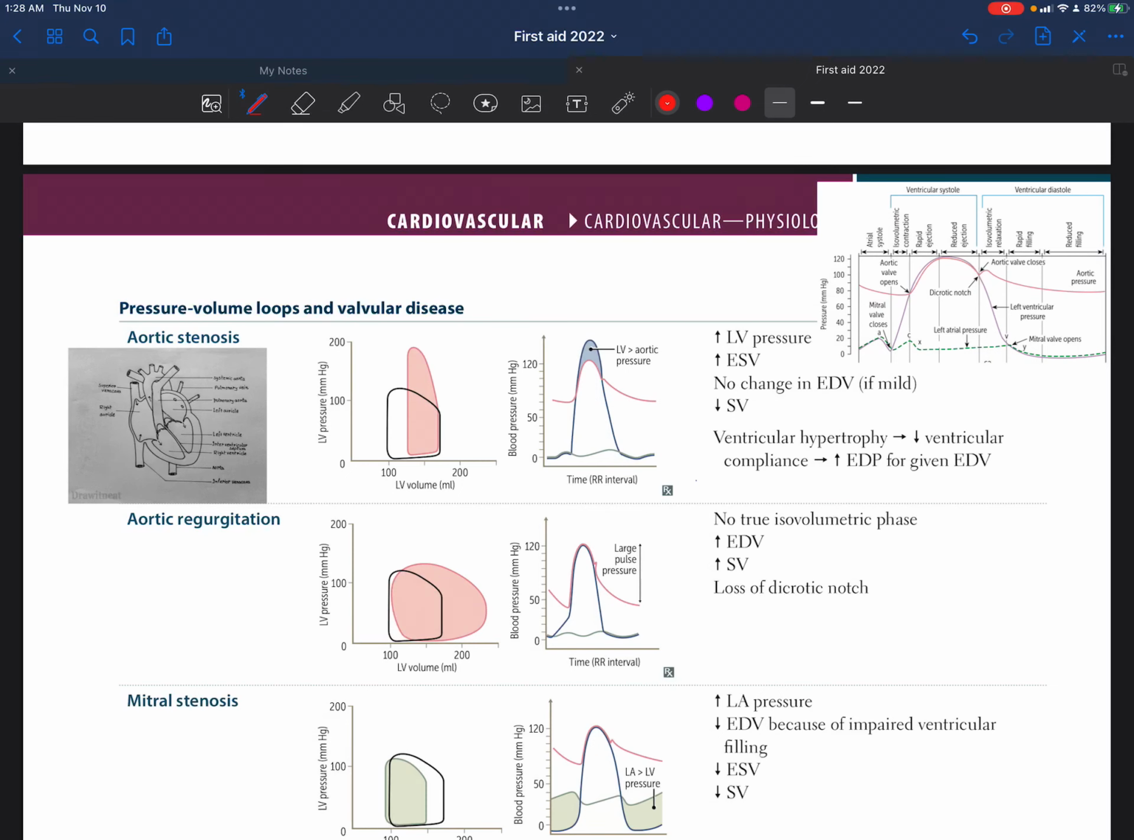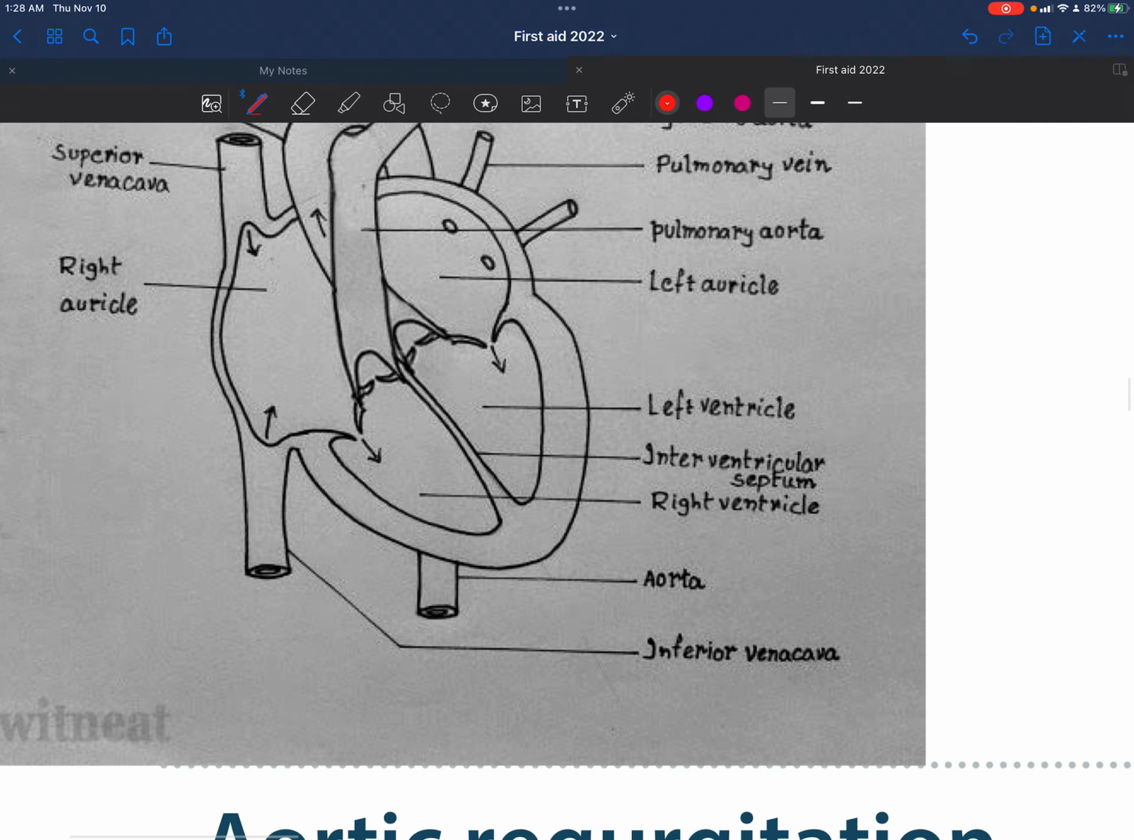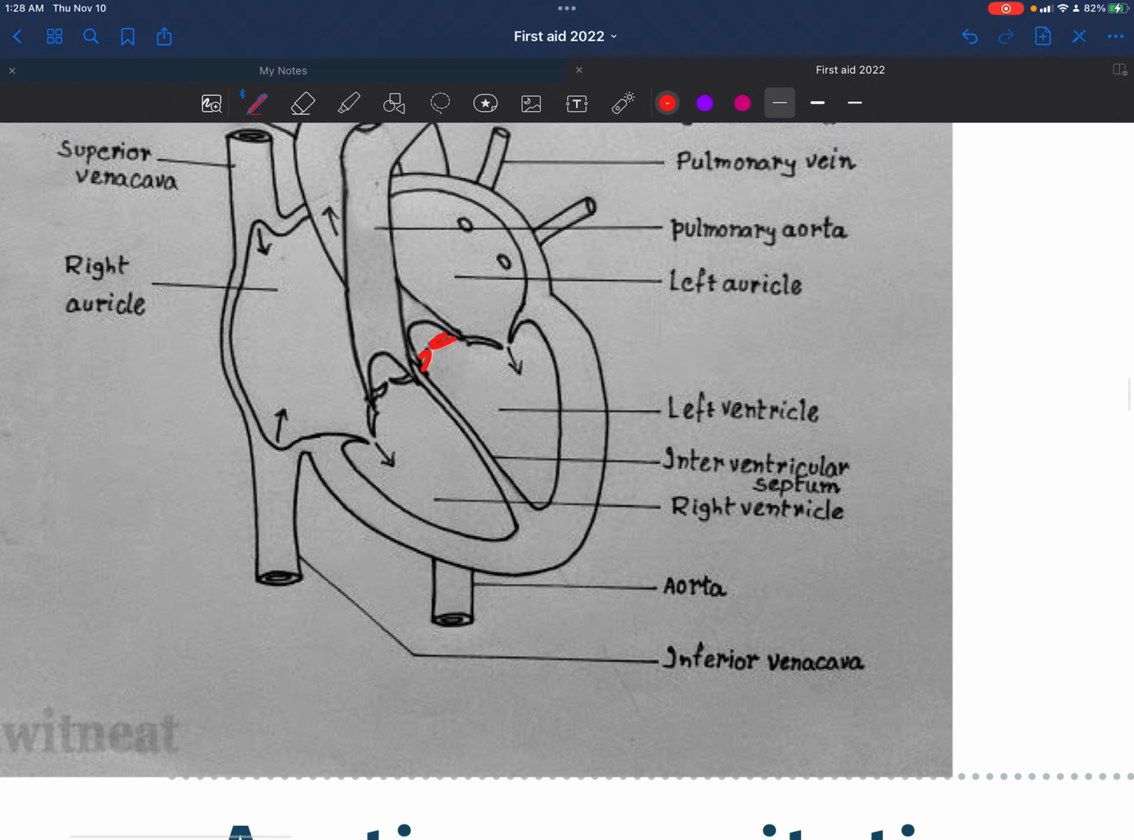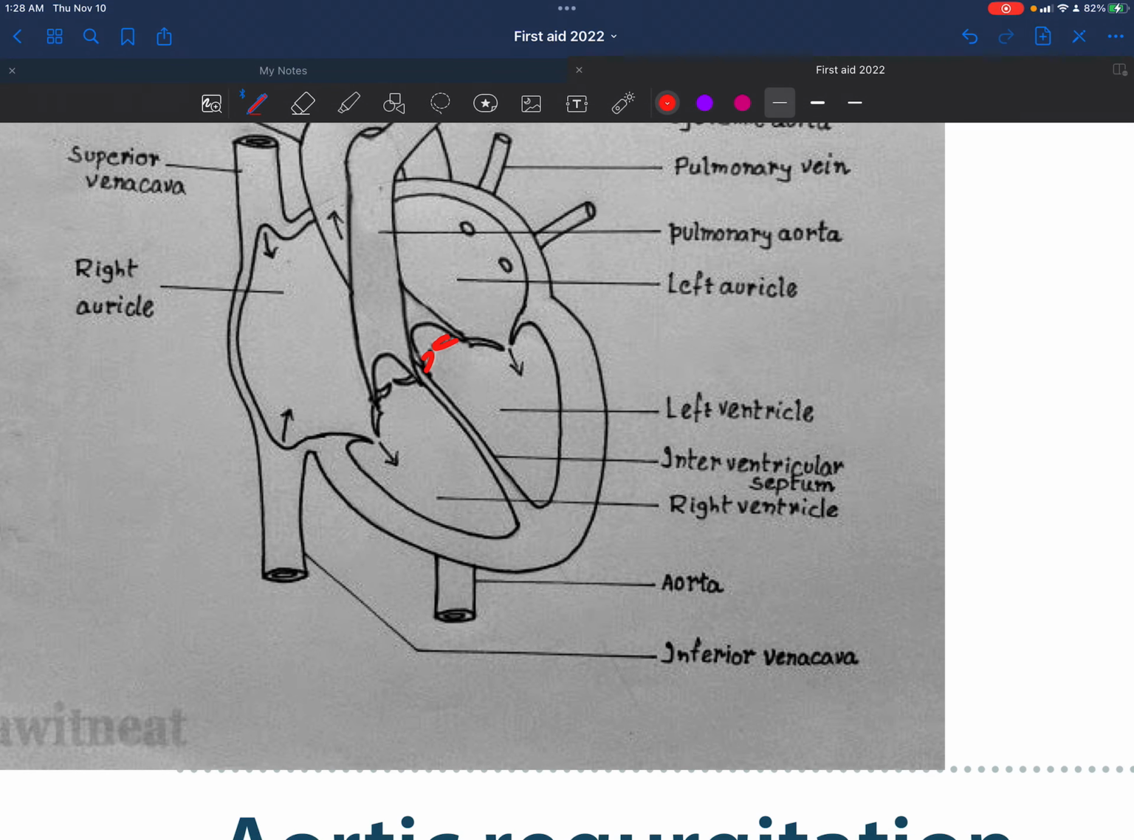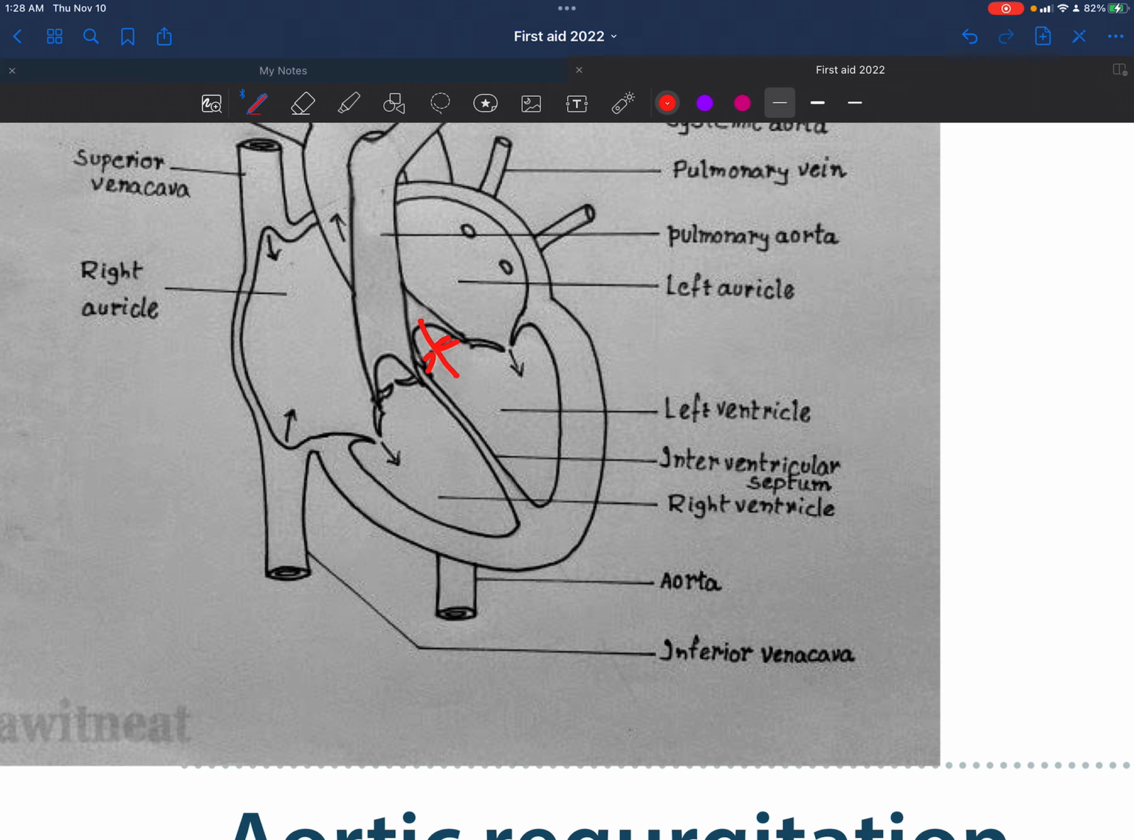Now talking about the pressure volume loops and valvular disease. First, we're starting with aortic stenosis over here. Aortic stenosis basically means there is a problem with the aortic valve that is over here. It's stenosed. The opening is smaller than the usual, smaller than expected, so it's hard to push the blood through the aortic valve from the left ventricle.